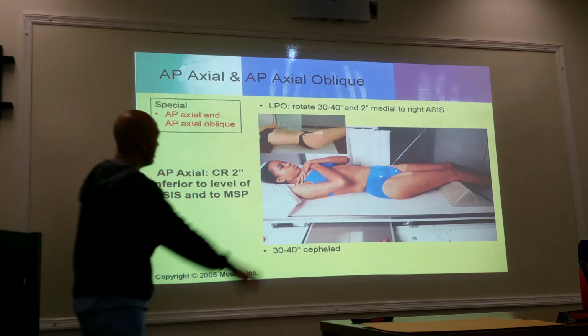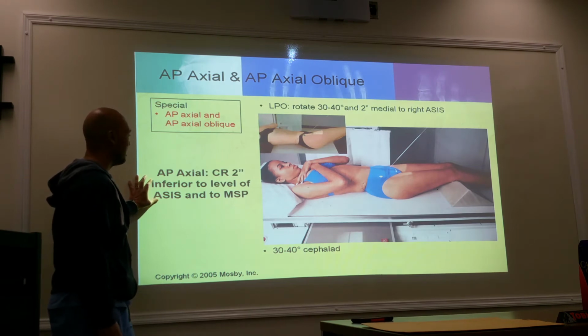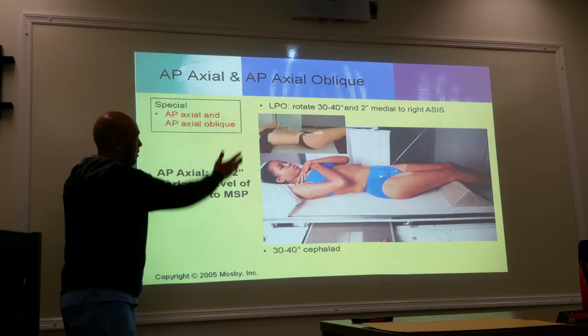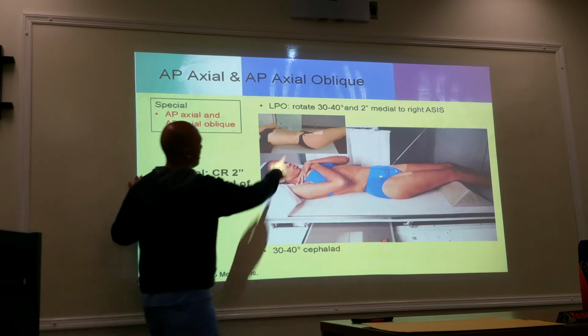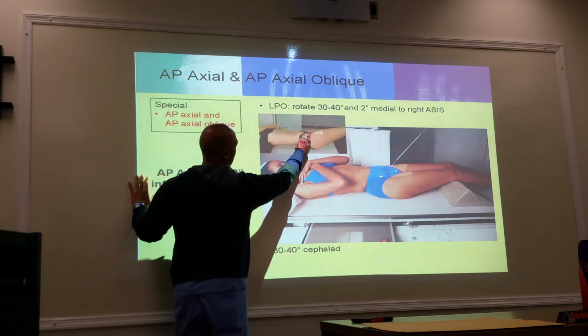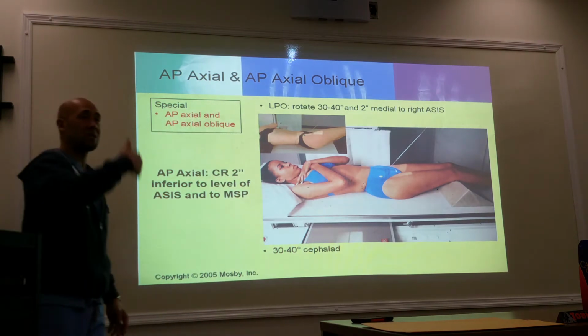So for AP axial, the central ray is going to be directed inferior, 2 inches below the level of the ASIS, and at the mid-sagittal plane. If we are doing an LPO, we're going to rotate them 30 to 40 degrees, and you're still 2 inches inferior to the ASIS, but you're also going to go 2 inches medial to the right ASIS in an LPO position. So we're centering on the upside.